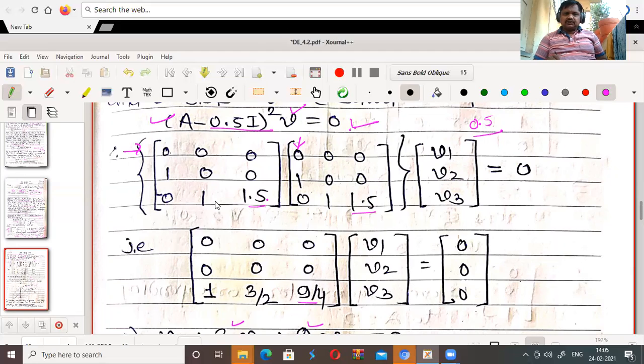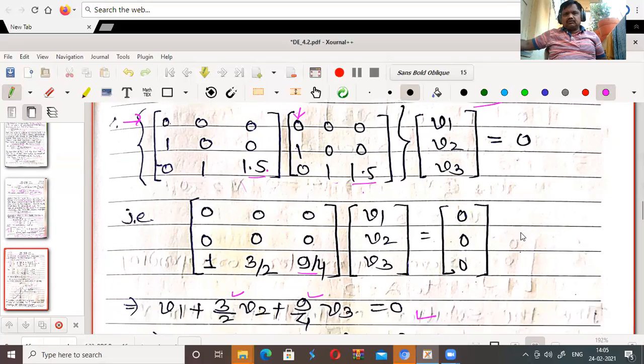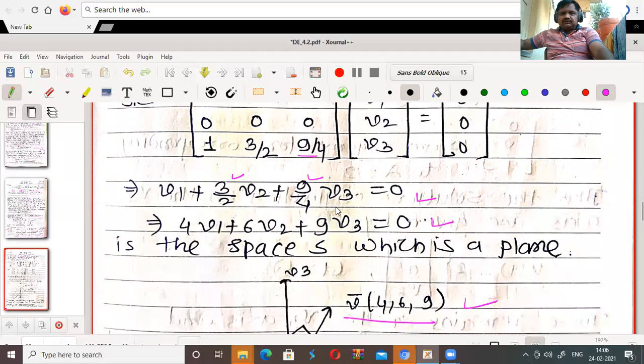For the third row, first column, we get 1 into 1, that is 1. Third row, second column, 1.5 into 1. And third row, third column, 1.5 into 1.5, that is 2.25. 2.25 can be written as 9 by 4, and 1.5 as 3 by 2. So we have the matrix with rows 0 0 0, 0 0 0, 1 3 by 2 9 by 4, operating on v1, v2, v3 equal to 0. So v1 plus 3 by 2 v2 plus 9 by 4 v3 equal to 0. So this is 4 v1 plus 6 v2 plus 9 v3 equal to 0.